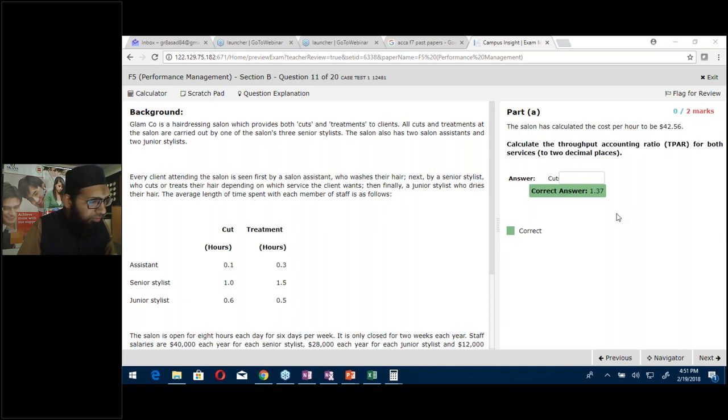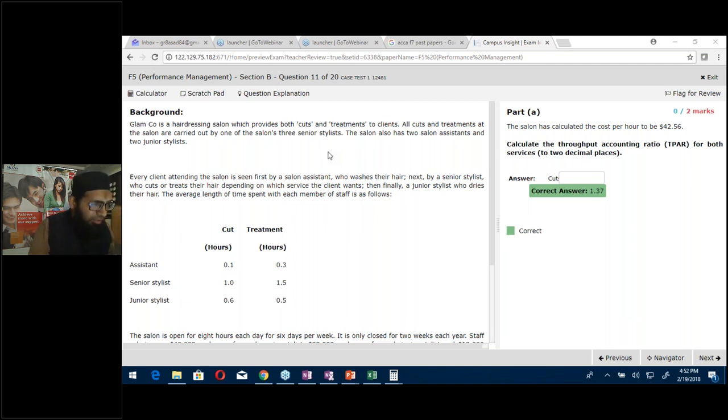Because of lack of time, I'm not reading the whole background sentence by sentence. Rather, I will be pointing out the important information, because we have only around 8 minutes left and we have to complete that. So Glam Company is a hairdressing salon. That means the nature of service is salons, and there are 2 different kinds of products: one is cuts and the other one is treatments.